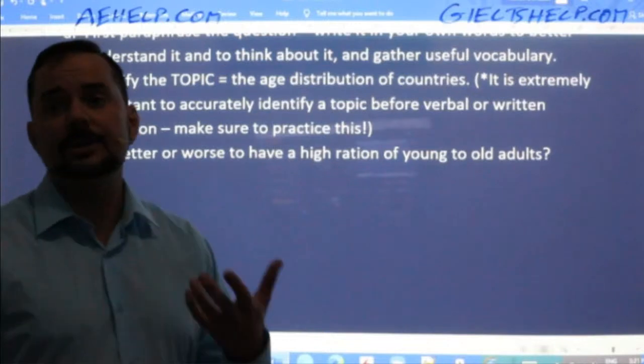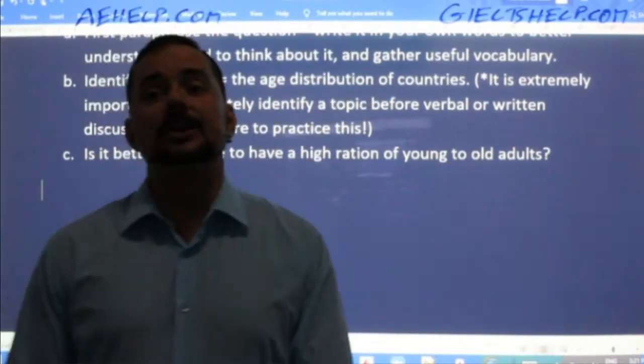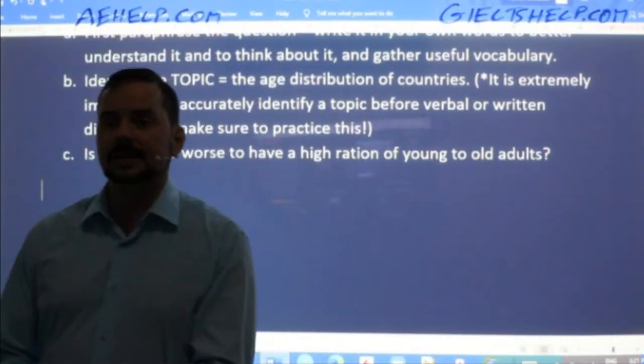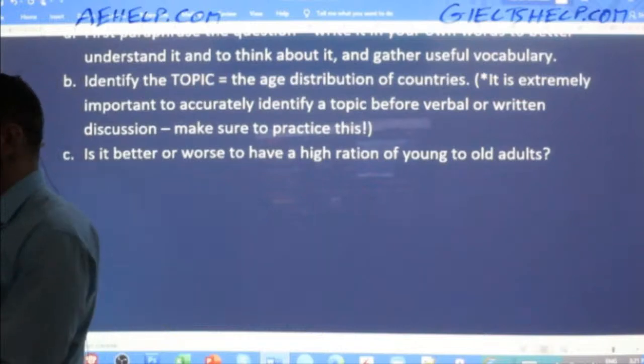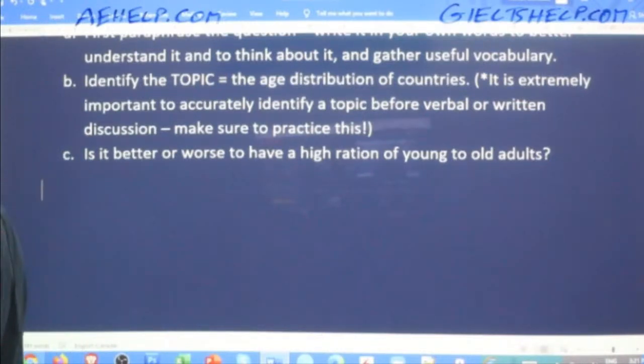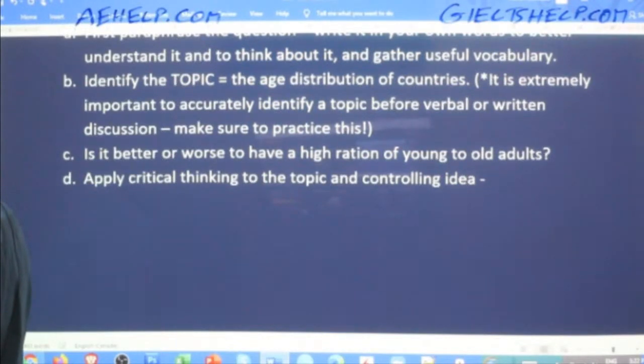Okay, now to generate those ideas, a couple of people are asking me how do I generate some ideas. Yeah, and Carolina, I like how you're now using the exact quantitative information, right? Because we want to identify what we're really talking about here later in the essay, certainly. Okay, so now we want to ask some what, why, how questions. So next step, we're still planning here, is apply critical thinking to the topic and controlling idea. Simply, what I'm saying here is ask what, why, and how about each.